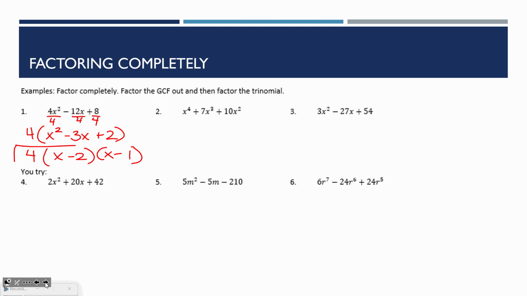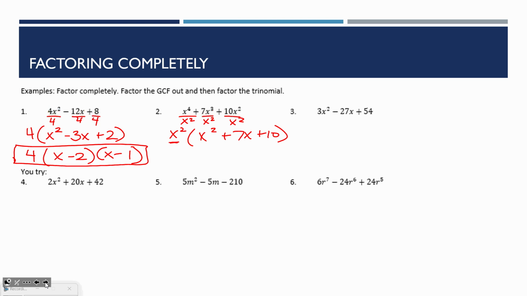So now this polynomial is completely factored. I used two different methods. I used GCF and then quadratic trinomials, and I can't factor this anymore. Let's try it again with number 2. My greatest common factor is actually x squared. So I'm going to divide each term by x squared, and I would get x squared plus 7x plus 10 in the parentheses. And don't forget that we wrote that GCF of the x squared out in front.